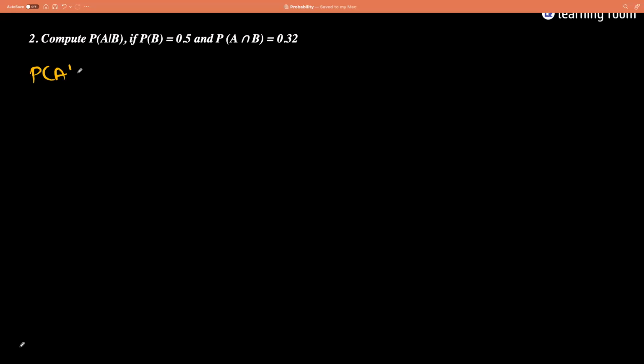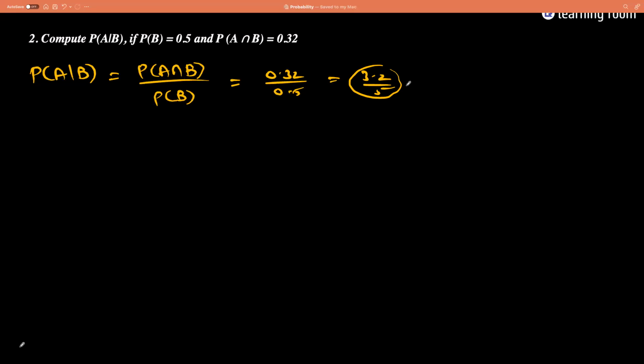So what is the probability of A given B? It is probability of A intersection B divided by probability of B. 0.32 divided by 0.5. It is going to be 3.2 divided by 5. Sir, if you just multiply by 2, you'll get 0.64. Sir, 0.5 is 1 by 2. So just multiply. 0.64. Okay.